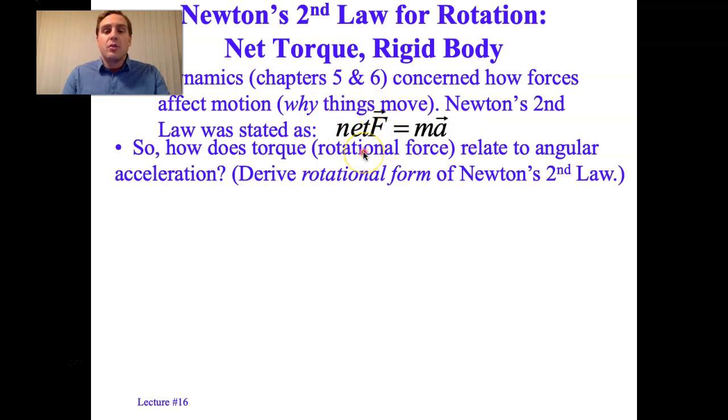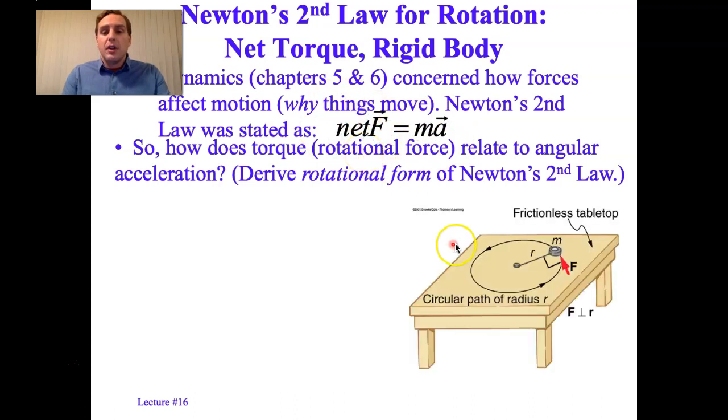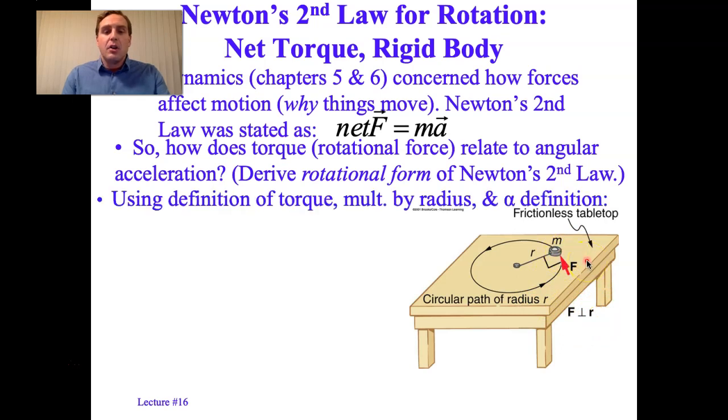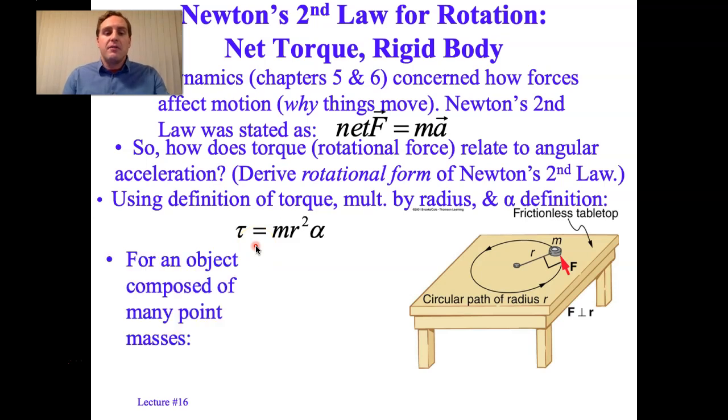and then we get torque on this side, net torque. So if there's a force, and that force is perpendicular to some radius, and it's on a mass, imagine this is a frictionless tabletop. Use the definition of torque, just multiply by a radius, use the definition of alpha, and here is our equation. Torque for a point mass is mr squared times angular acceleration alpha.